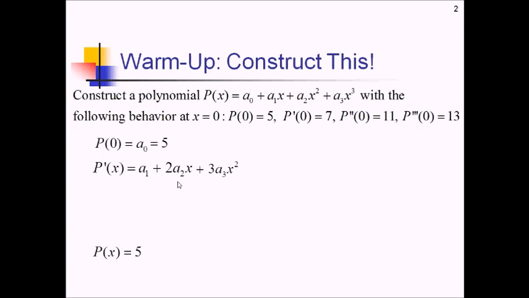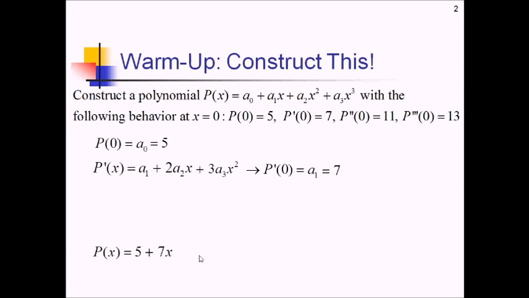But I want to figure out again what a value I need to get a first derivative of 7 when I plug in 0. If I plug 0 into p prime, well, these two terms that have x's in them are going away, and I really just have p prime of 0 equals a1. But hold on, they told us p prime of 0 has a value of 7. So that means a1 has a value of 7. Now, a1 was the coefficient of x in our polynomial. So down here, next to the 5, I can now write plus 7x.